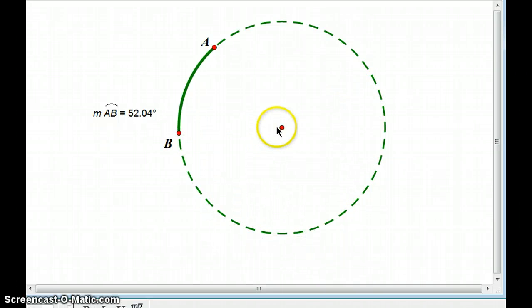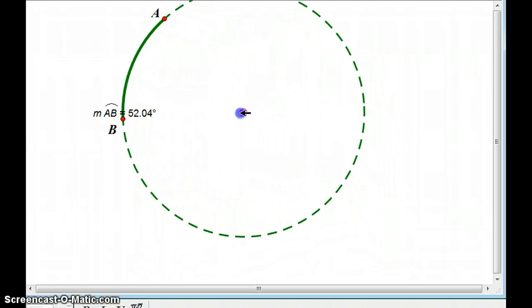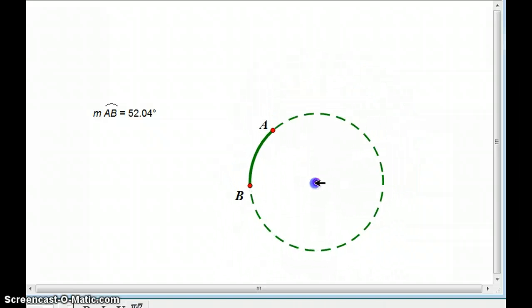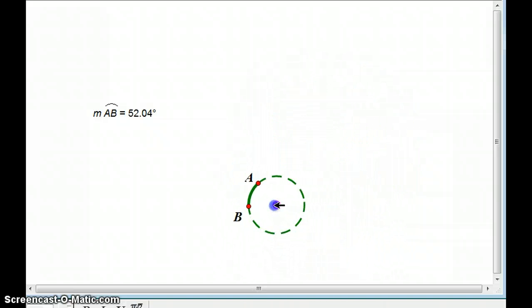And if I change the size of the circle, it may change. Oh, great, I can't really change it. There's a much bigger circle. There's a really small circle. How can I get this smaller? I've hidden the point that actually changes the size of the circle. So, oh, there we go.